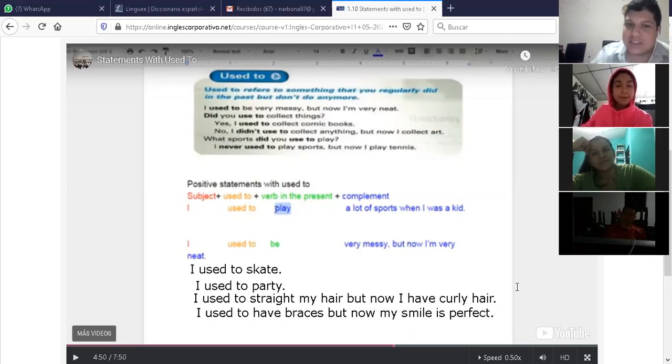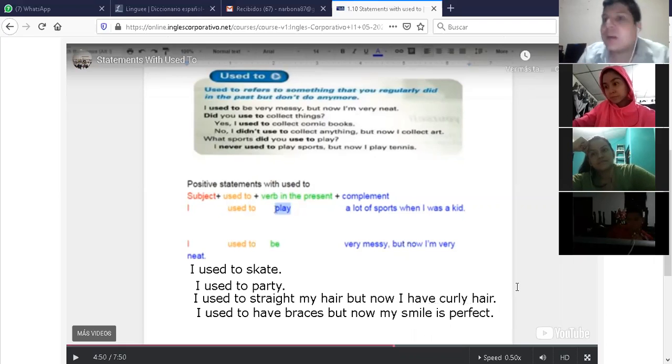We can mix tenses. Una vez ocupemos el used to, lo demás depende de lo que ustedes quieran decir. Yo solía ocupar frenos, pero ahora mi sonrisa es perfecta. Yo solía ocupar frenos y no me importó mostrarlos. And I didn't mind about showing them. So, no importa si metemos pasado o futuro. Okay? I need one more example, please.